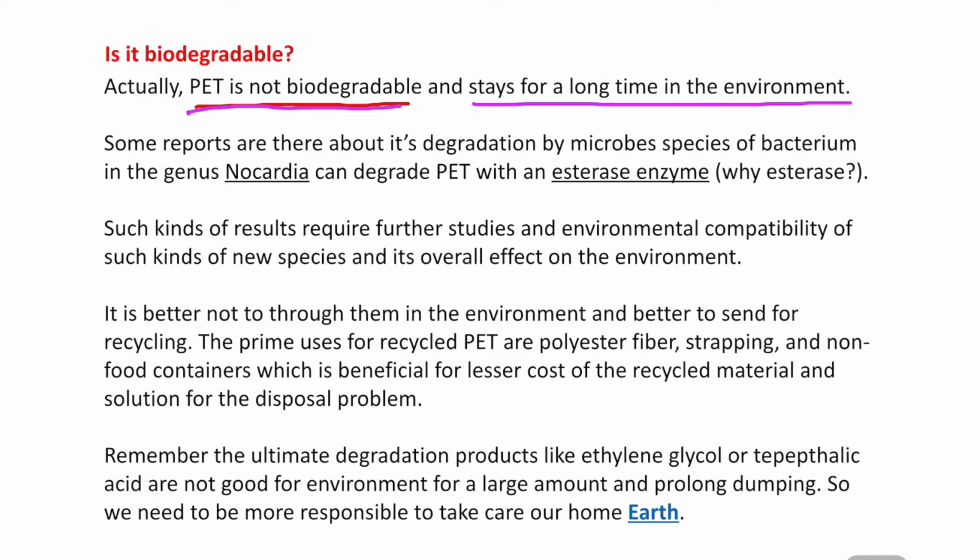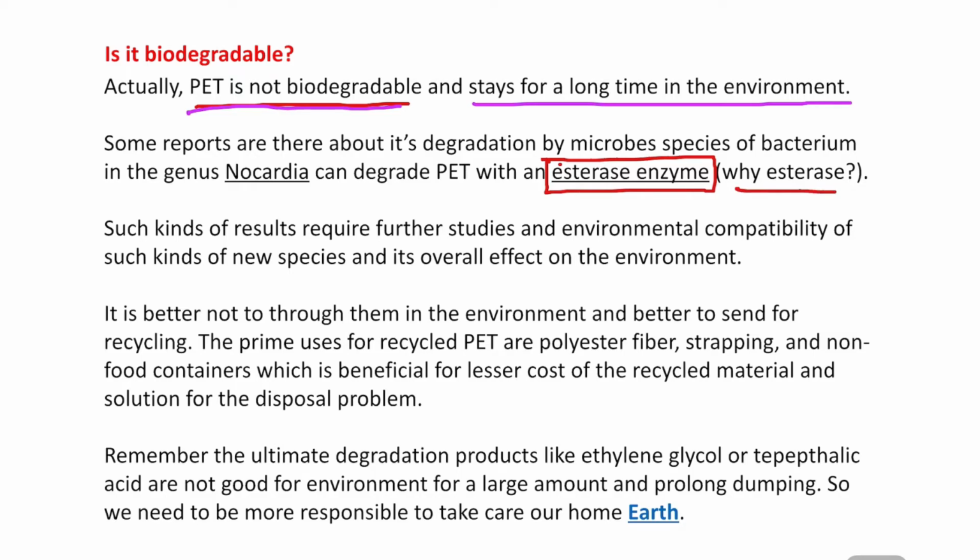Now let's come to the point. Some reports are there about the degradation by microbe species. The bacterium in the genus Nocardia can degrade PET with its esterase enzyme. See, look at the name, esterase means it breaks ester. It's an ester polymer, that's why this esterase does. So this way you can remember the names a little easily.